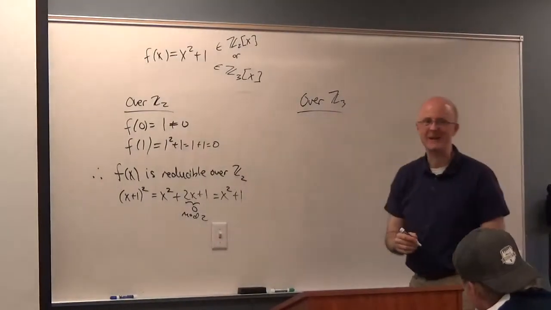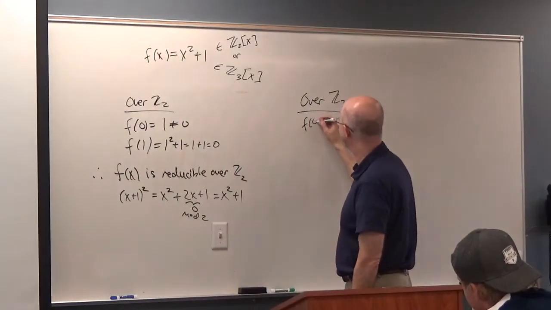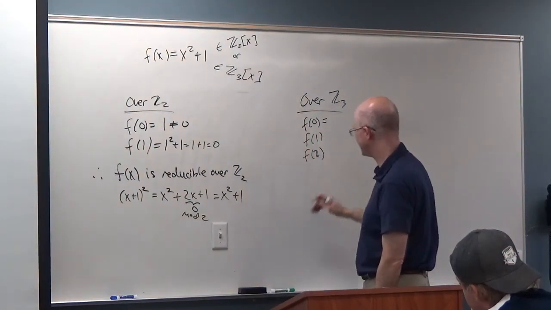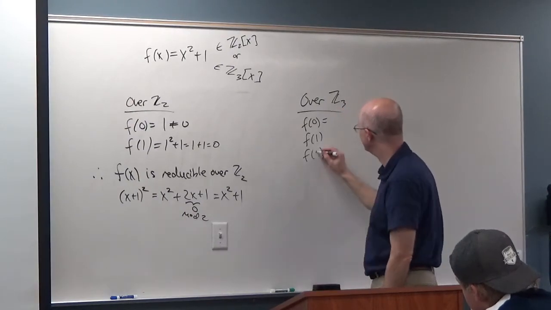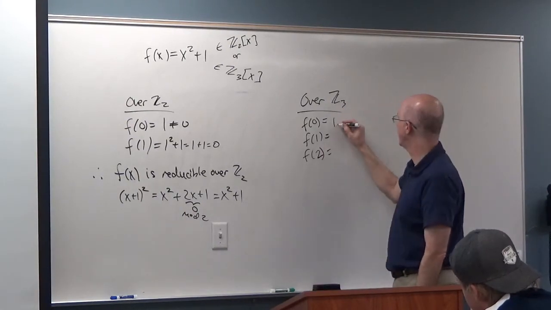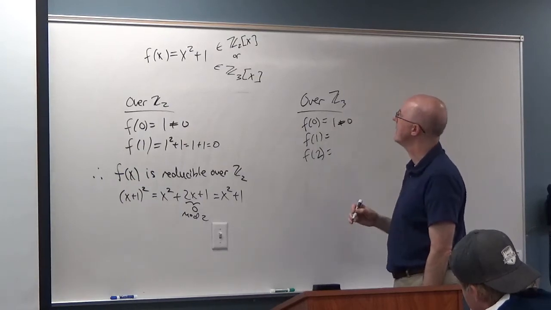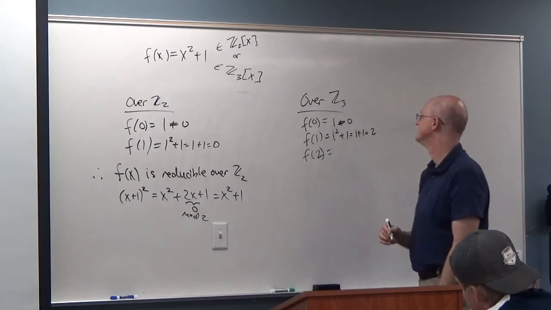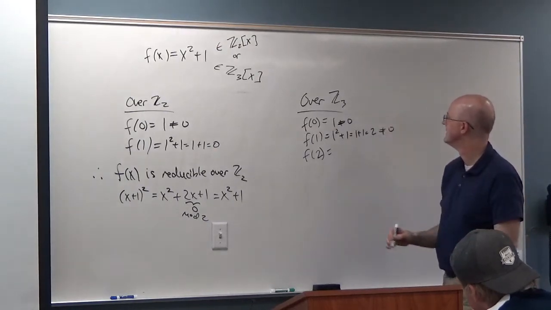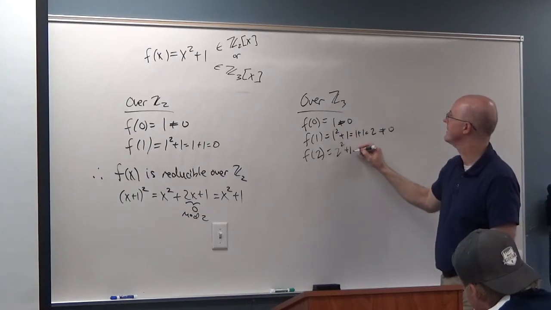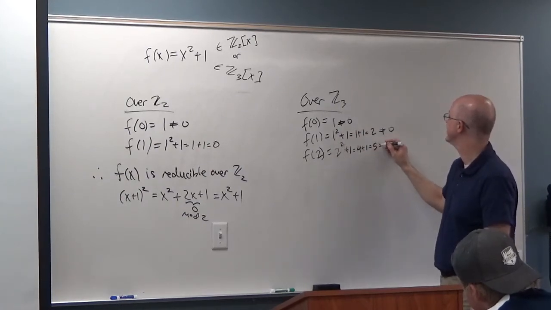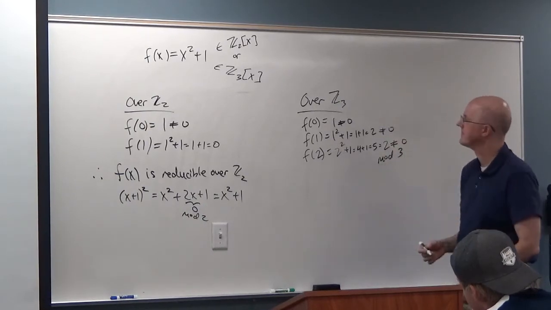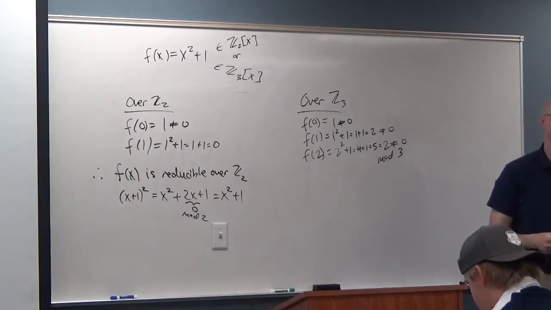How about over Z3? There's three things to check: f of 0, f of 1, and f of 2. F of 0 is 1, still not 0. F of 1 is 1 squared plus 1, mod 3 now is 2, not 0. F of 2 is 2 squared plus 1, 4 plus 1 is 5, mod 3 is 2, not 0. This same polynomial has no zeros in Z3.